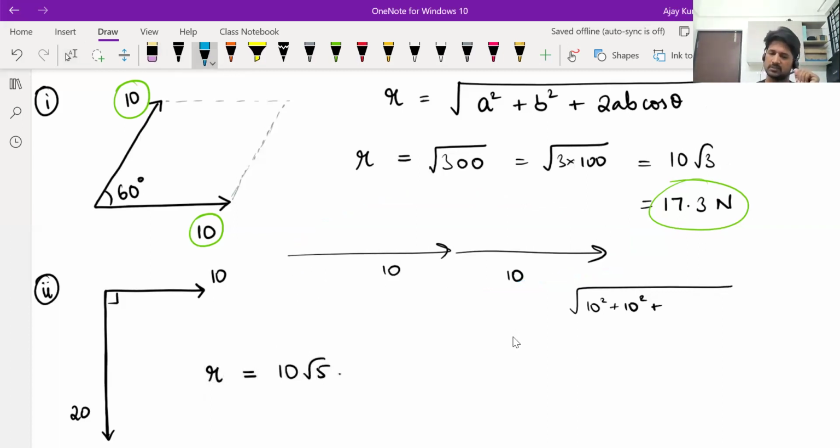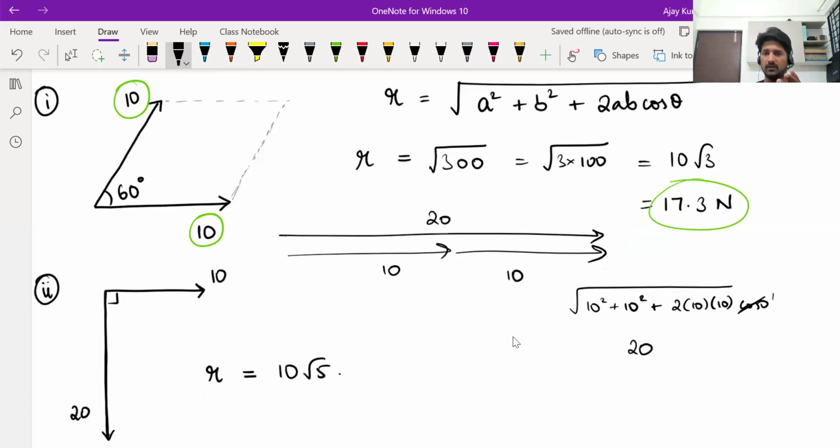So plus 2ab cos 0. Cos 0 is 1. So ignore that. 10 square, 200, another 200, 400. Root 400 becomes 20 units. So their combined resultant is 20 units. Possible. 10 Newton can result in 20 Newton, or a displacement of 10 and 10 can give an effective displacement of 20. That's possible if they are in the same direction.